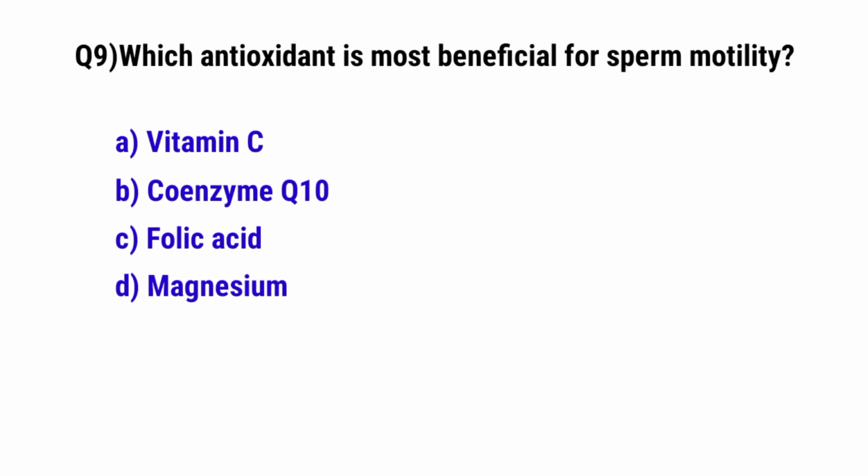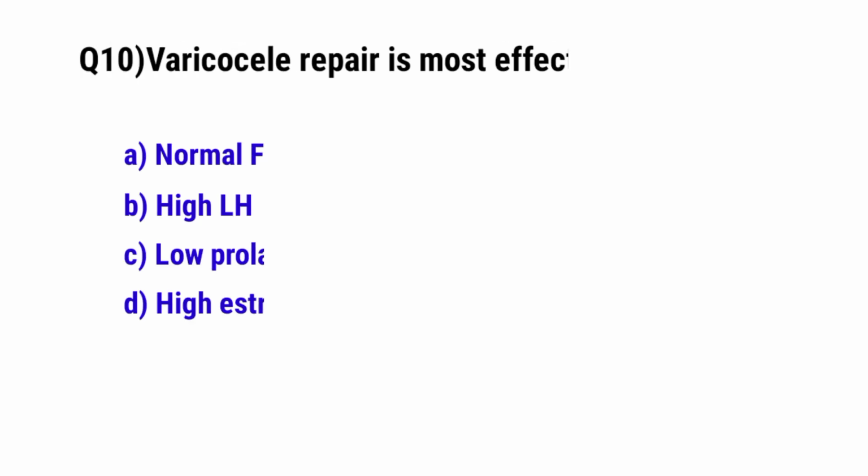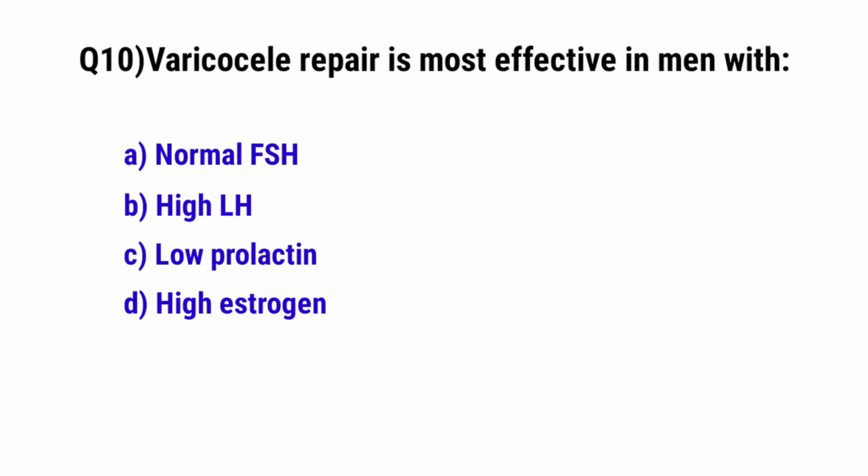Question number 9. Which antioxidant is most beneficial for sperm motility? The correct option is B. Coenzyme Q10. Question number 10. Varicocele repair is most effective in men with. The correct option is A. Normal FSH.